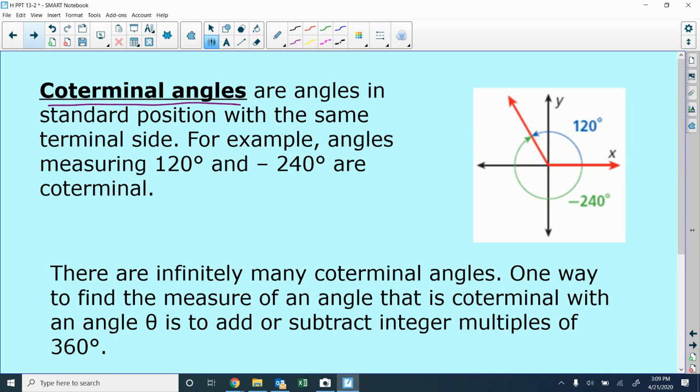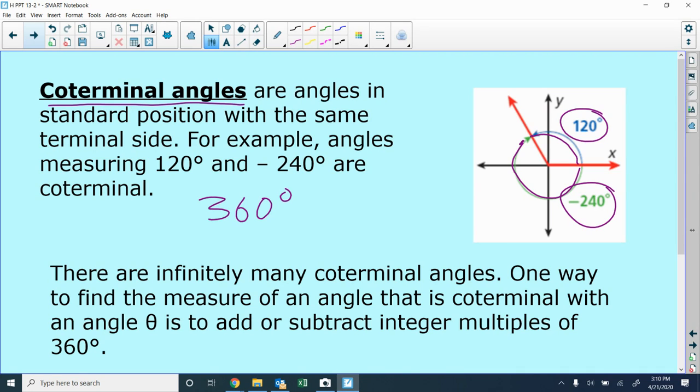Moving on, coterminal. If you see coterminal, you need to think 360 degrees apart, okay? So notice here, 120 and negative 240. So positive 120 starts here, heads this way. Negative heads this way. They share this terminal side. That's why they're called coterminal. So that's pretty simple right there.